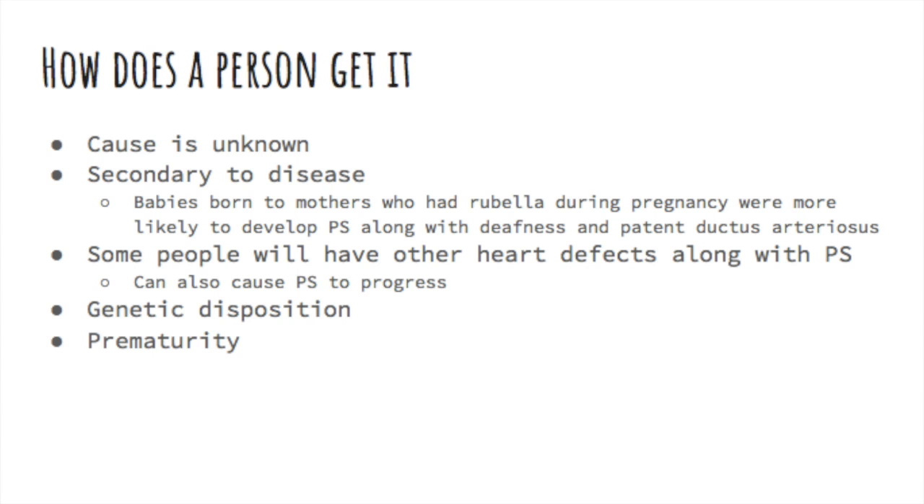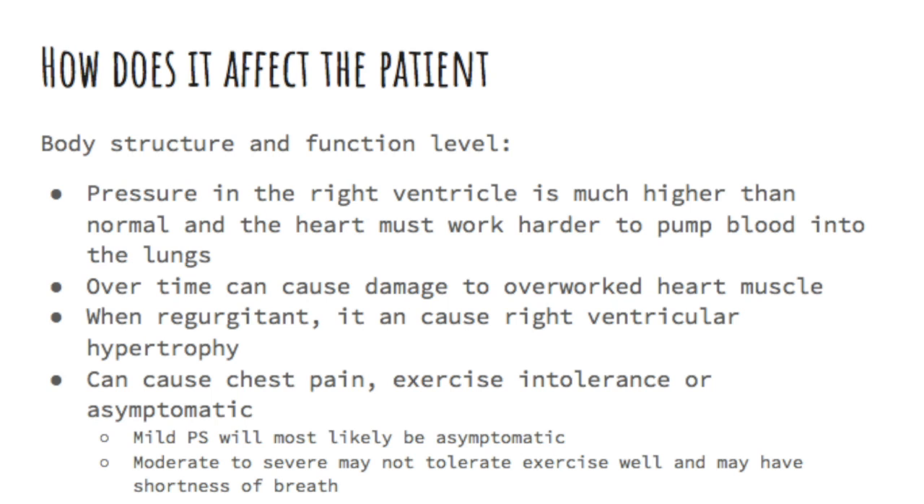There are a few different ways that this can affect the patient. Pressure in the right ventricle is much higher than normal in a normal heart, and it must work harder to pump the blood into the lungs. So over time it can cause damage to the overworked heart muscle, and when it's regurgitant, it can cause right ventricular hypertrophy. It can also cause chest pain and exercise intolerance, or they can be asymptomatic. So most mild forms of pulmonary stenosis will most likely be asymptomatic, but when it's moderate to severe, then the patient may be intolerant to exercise, or they'll have shortness of breath.